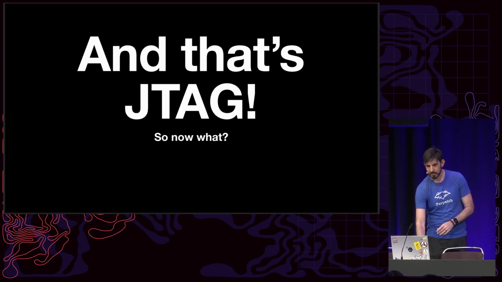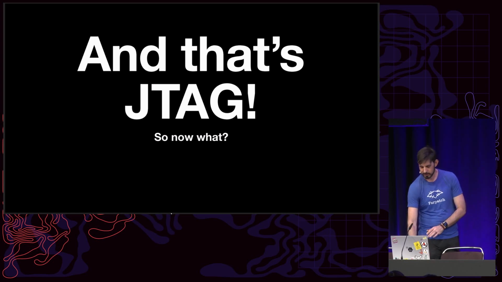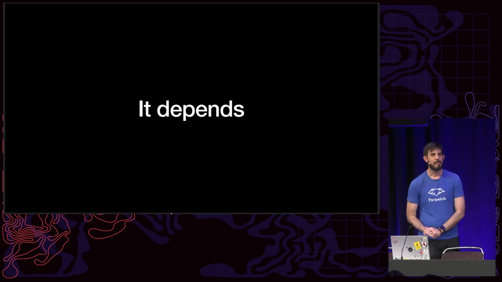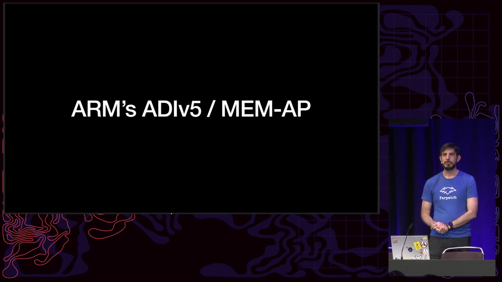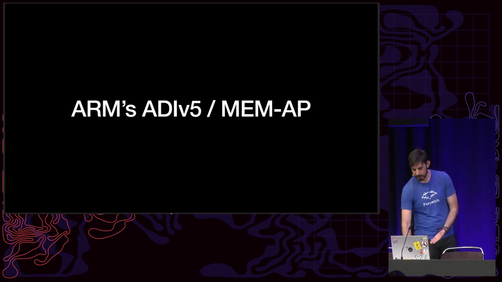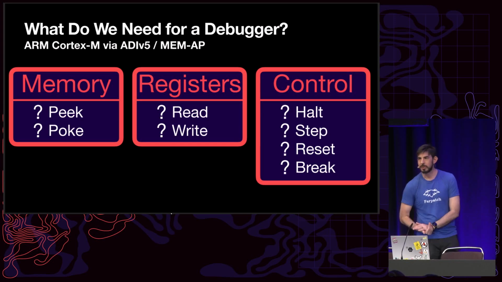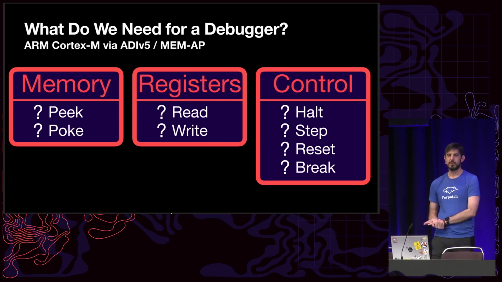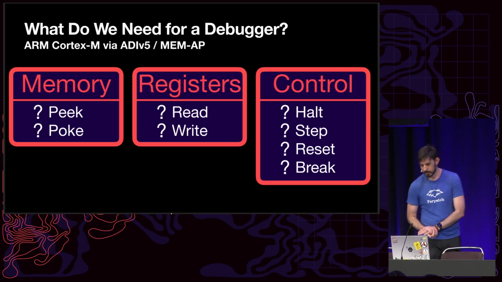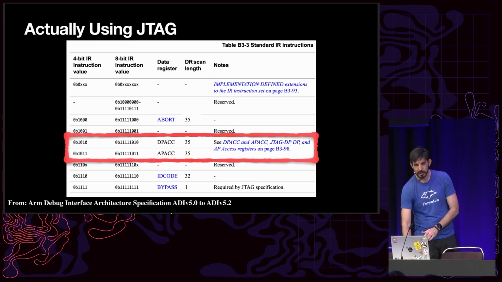So now what? Well, a lot of us are engineers here, and we know what the answer to that is, right? It depends. So let's talk about ARM ADI v5/memap. This is what a lot of your ARM microcontrollers are going to use, anything that's Cortex, or I think some of the newer A series use this. So we can ask the same question we asked earlier. What do we need for a debugger? Well, let's start right in.